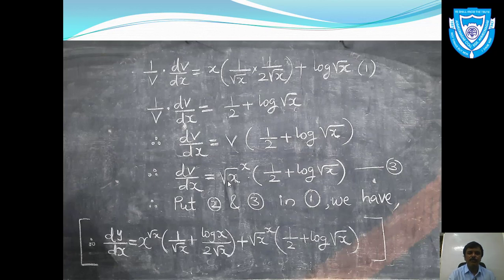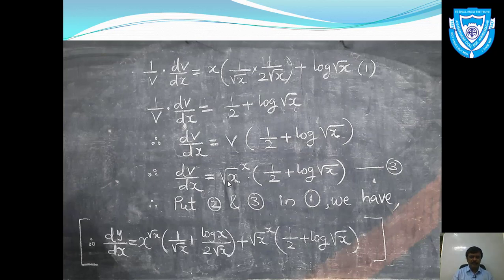Let us shift this v to the right hand side, so we'll get the exact value of dv upon dx. So dv upon dx is equal to v into the bracket 1 upon 2 plus log of root x. Let us put the value of v as root x raised to x. So therefore now the final derivative of v, the final answer, is dv upon dx is equal to root x raised to x into the bracket 1 upon 2 plus log of root x. Call this equation number 3.